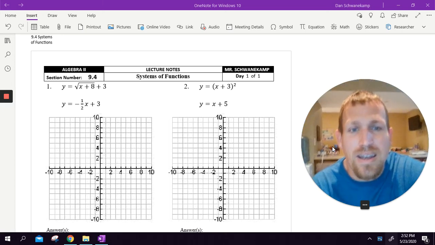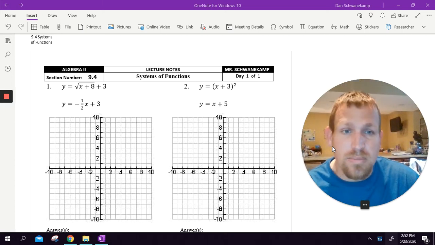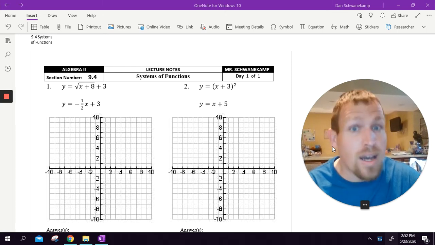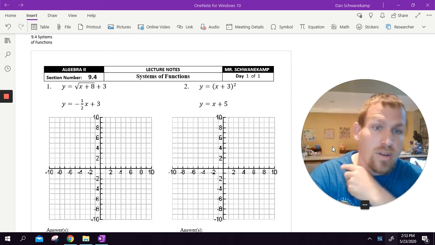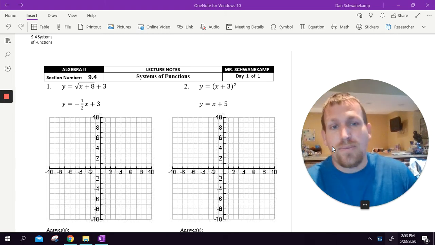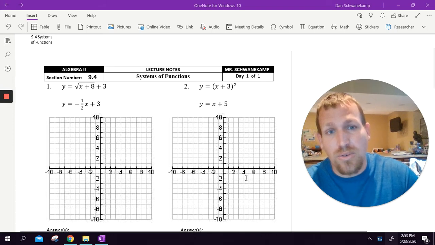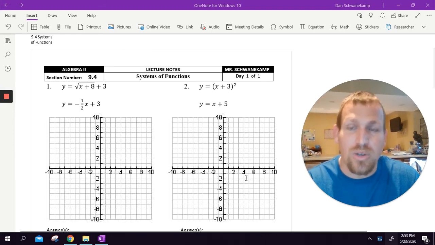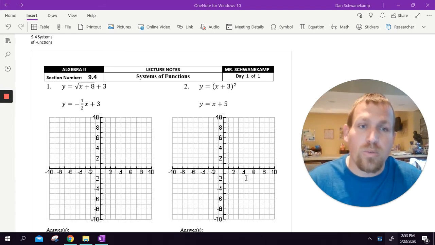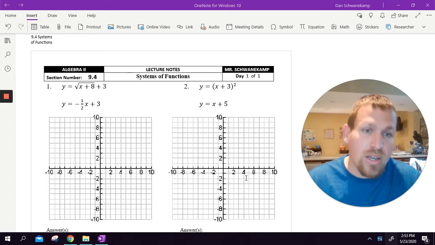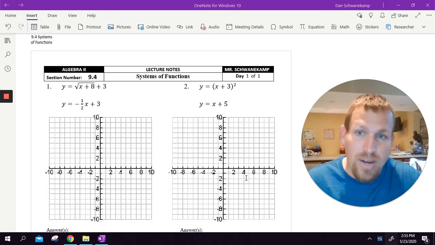Mr. Schwanecamp back again. We are working on systems of functions today. Here's the good news. This is no different, not a single bit different than what we did in 9.3. So if you were good at graphing functions, no different. If you weren't great at graphing functions, then you got to work on it a little bit here. So if you weren't great at section 9.3, I would go back, look at Khan Academy, look at quizzes, and try to figure that out.